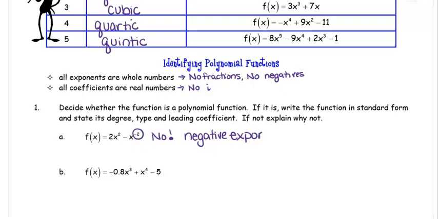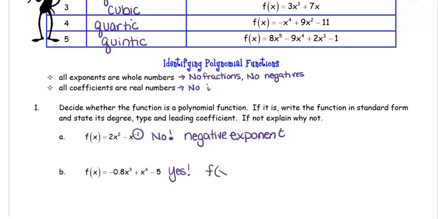Now looking at B, I have negative 0.8x cubed plus x to the 4th minus 5. I do see that my exponents are whole numbers. I do see all real coefficients as well. So therefore we can say yes, this is going to be a polynomial function.